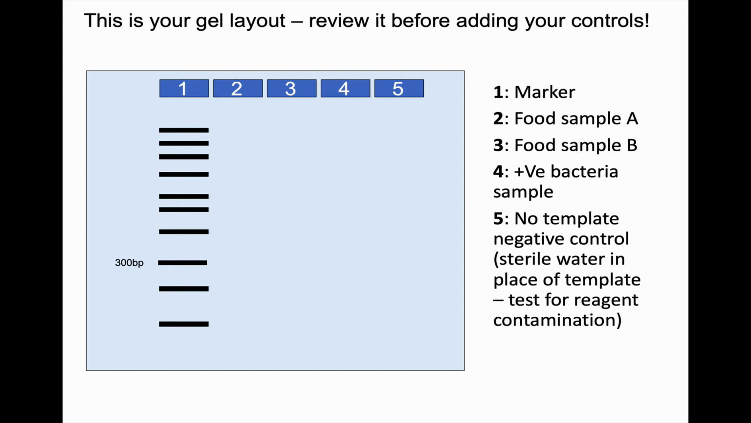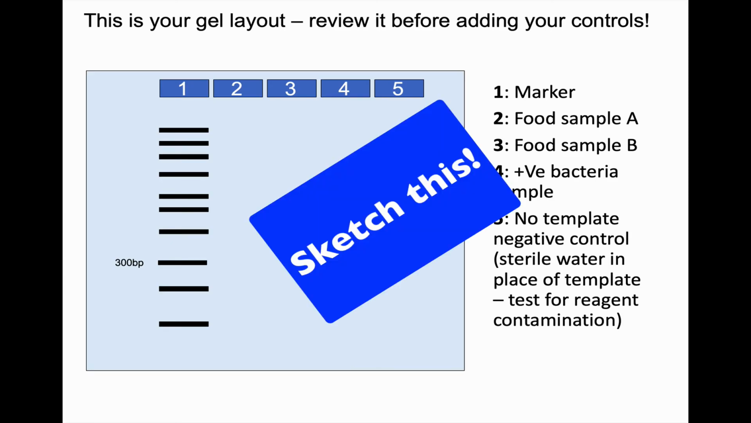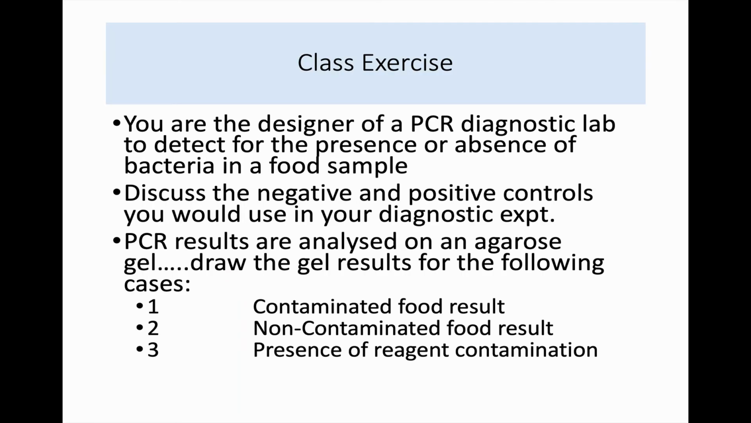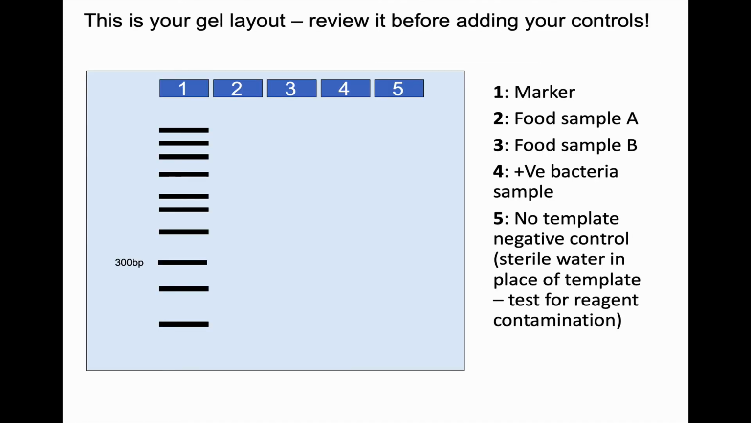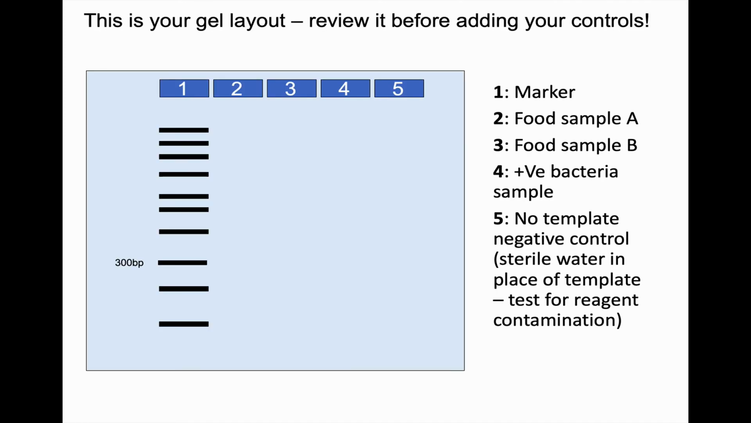So what I want you to do now is draw a gel out on a piece of paper, like what we have here. And I want you to go back and look at scenario 1, where we have a contaminated food result. What would it look like on this gel? Where would you draw the bands on the gel, the lines that will be present if the target region is amplified? I want you to draw the gel again and consider a non-contaminated food result. So a food result where it's a negative, that bacteria isn't present.